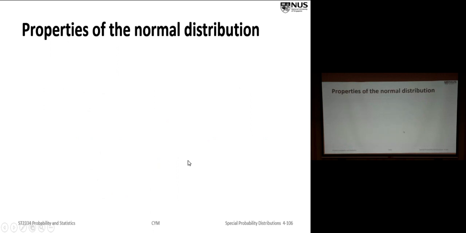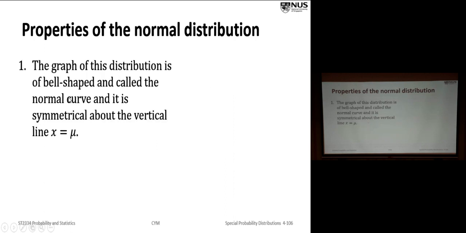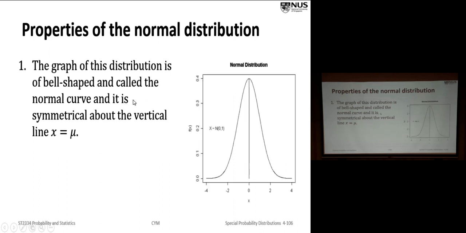Okay, so the following are some of the properties of normal distributions. You have to know all this so that you can make full use of the normal distribution. First of all, the PDF of the normal distribution is a bell shape. That's why it is sometimes referred to as the bell curve. It looks like a cross section of a bell. The center is at x equal to mu, and it is symmetrical about the line x equal to mu.